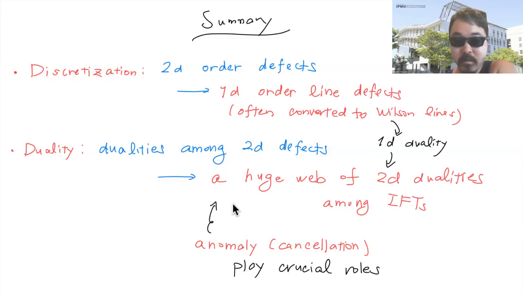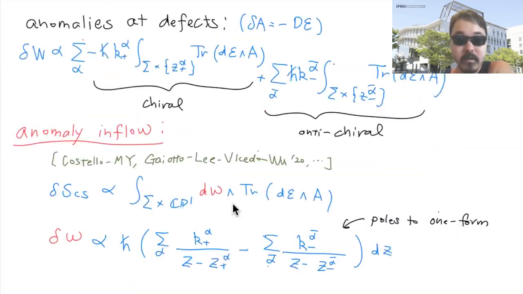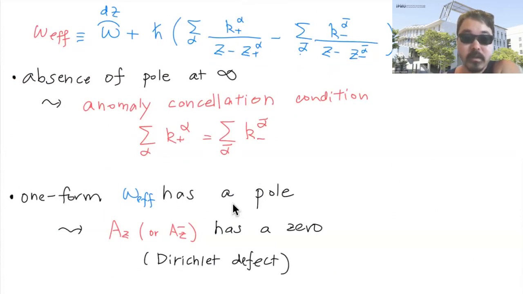So your anomaly cancellation condition was basically this pole at infinity going away? Yes, that's right. So why is this so important for you? I mean, because you introduced poles at a bunch of other places. So why no pole at infinity? Yeah, you can try to have a pole at infinity, but that just means that there is another defect there. So what this means is that if the anomaly cancellation is not satisfied, you can cancel the anomaly by including an extra defect at infinity.